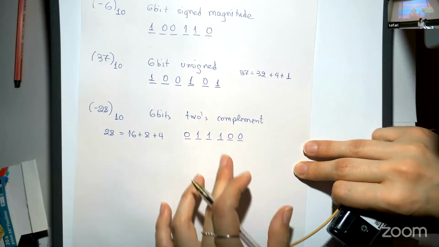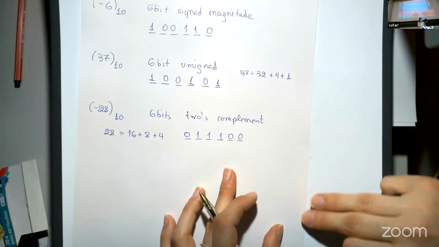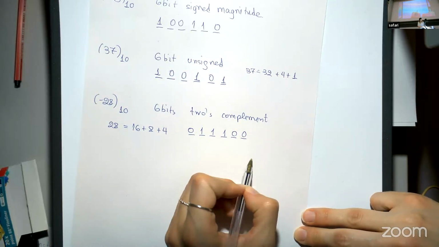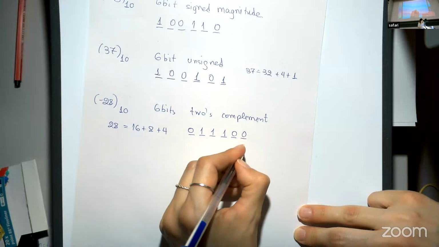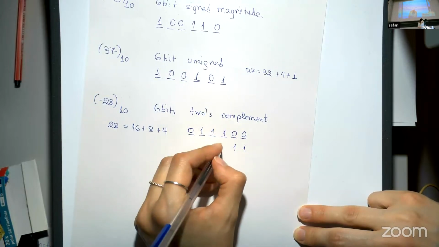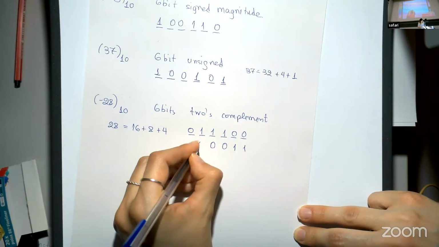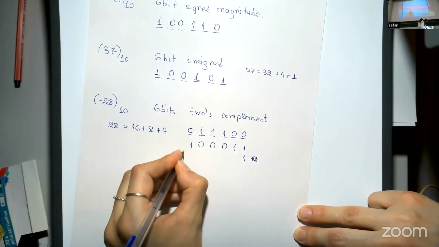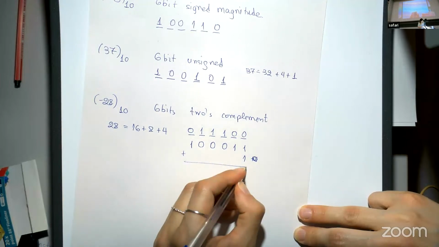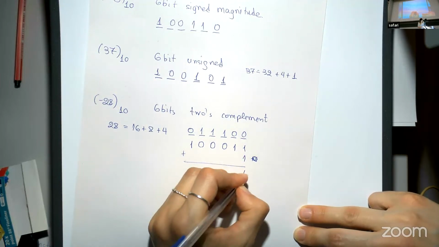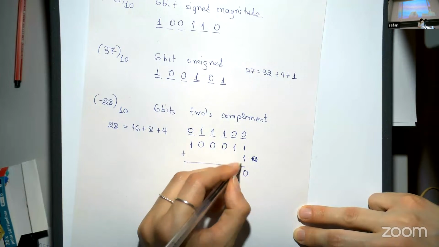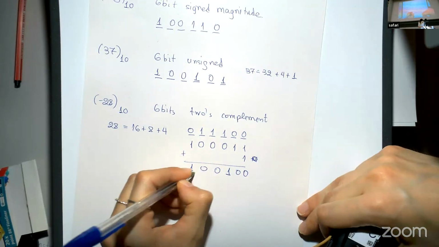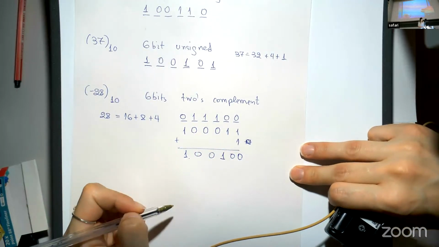Now, according to 2's complement, the algorithm that we know to transform it is, first, we complement this binary number. And now we add 1. So 1 plus 1 is 0, propagates carry, 0, 1. So this is the solution.